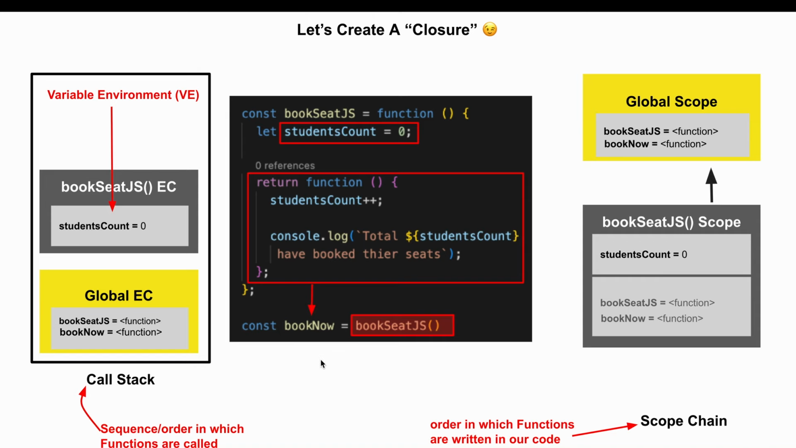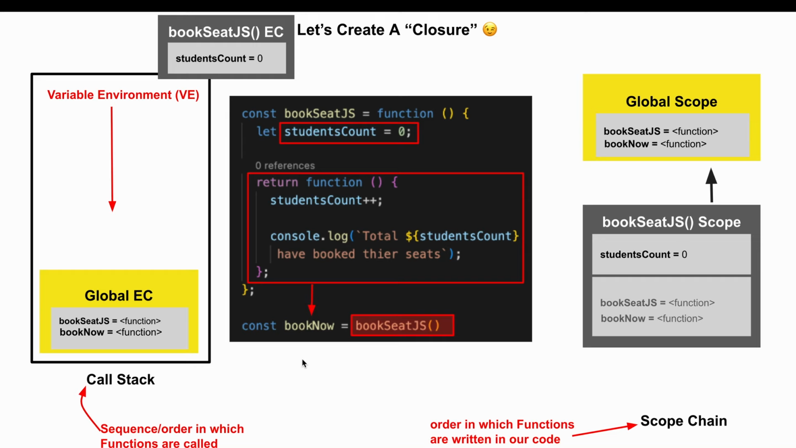Okay, so now what will happen? You have guessed it right. Since we have returned this particular function, the execution context for this bookseed.js will get popped off the stack. And this is what we have to understand with the knowledge we have so far, right? Because we haven't seen how the closure works yet, so we can't discuss it right now. That is the next step which we are going to discuss, but before that we have to go back to our code.